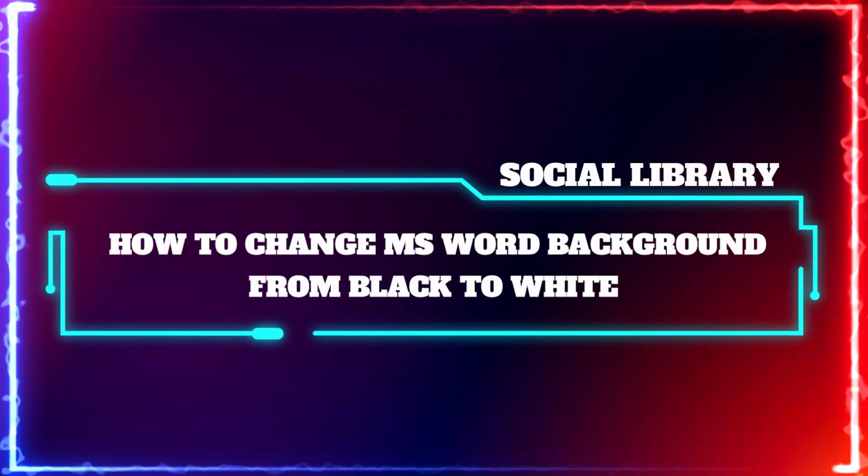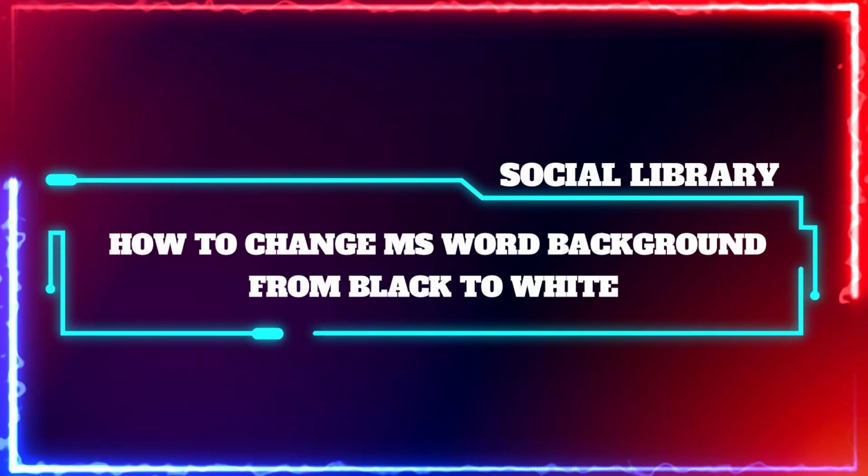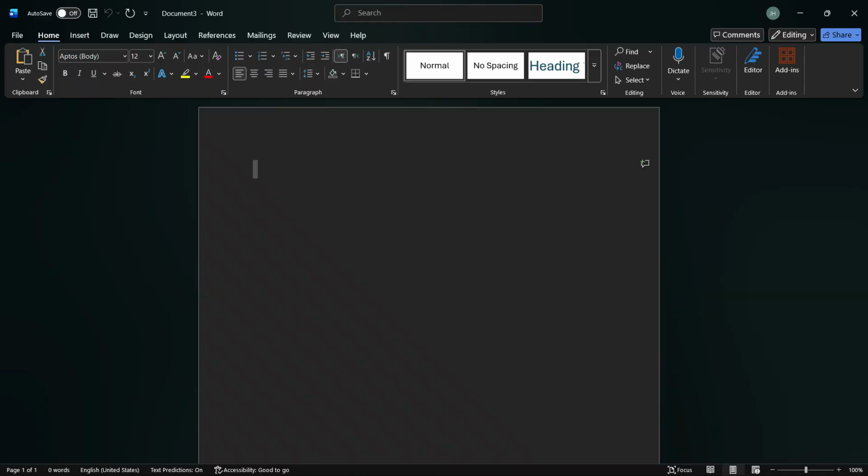Guys! Today I'll show you how you can change Microsoft Word background from black to white. So let's get started. If your Microsoft Word is showing a dark or black background, it usually means dark mode is turned on. This can sometimes make reading or editing documents a bit uncomfortable, especially in bright environments. The good news is you can easily switch it back to a white background in just a few steps.